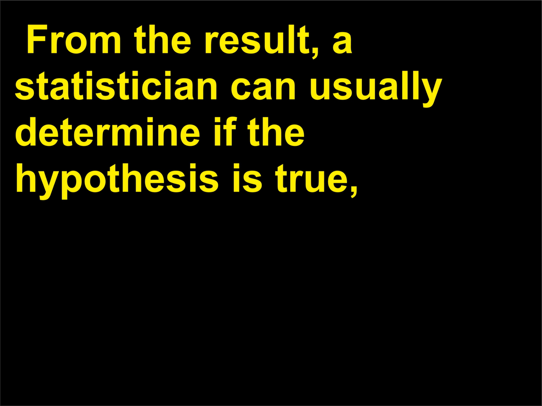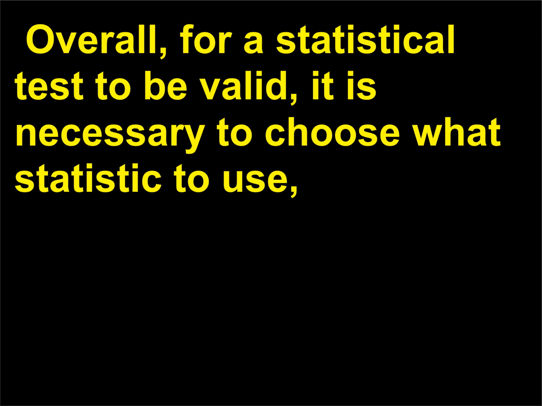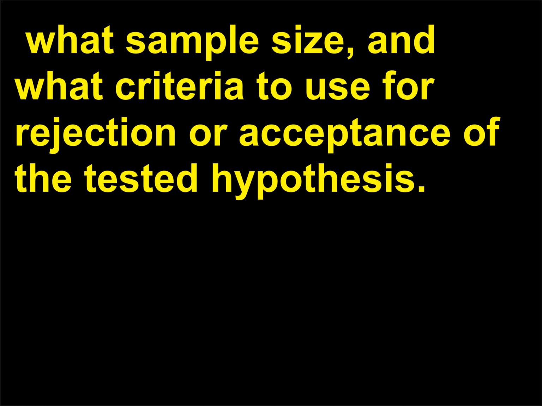From the result, a statistician can usually determine if the hypothesis is true, false, rare, common, or something in between. Overall, for a statistical test to be valid, it is necessary to choose what statistic to use, what sample size, and what criteria to use for rejection or acceptance of the tested hypothesis.